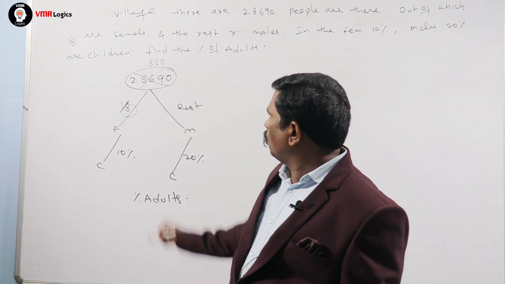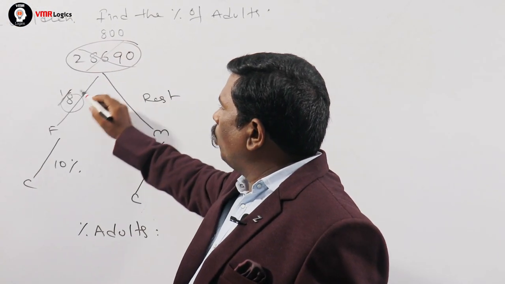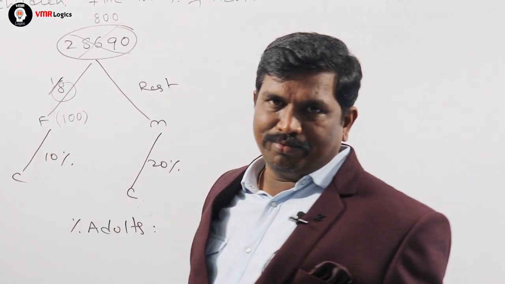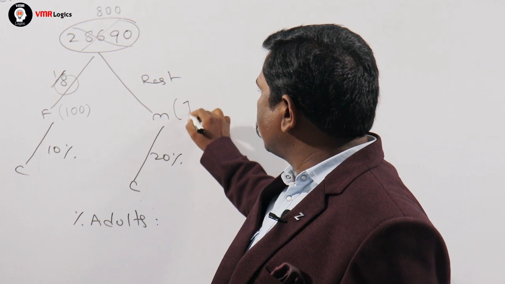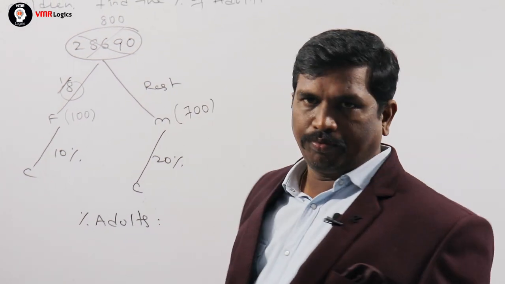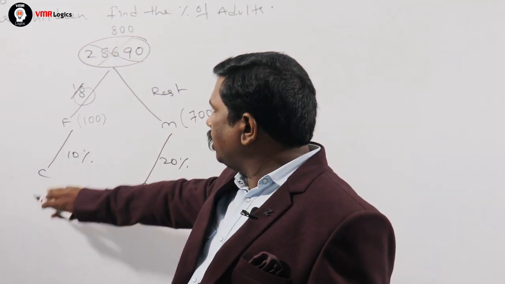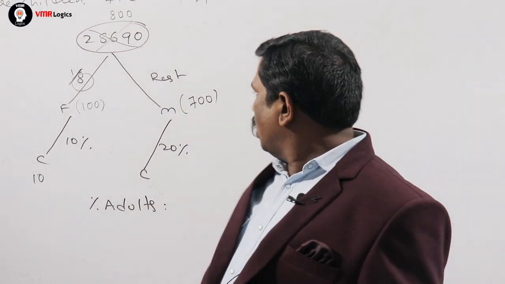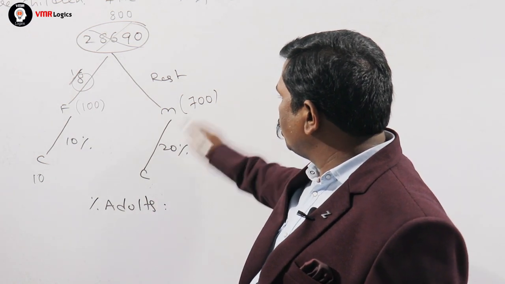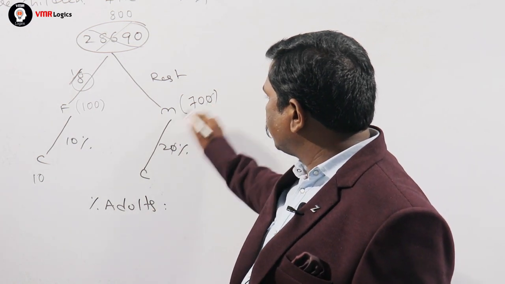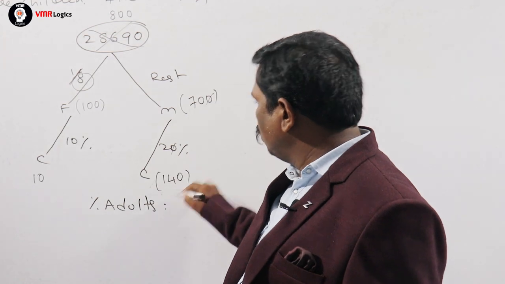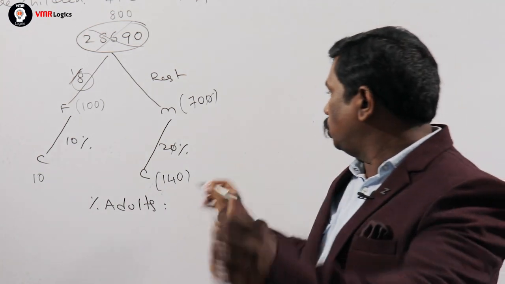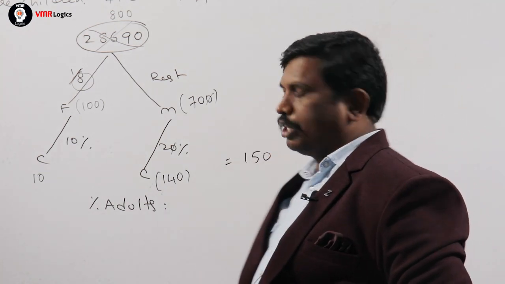Now look, the calculation becomes easy. Out of 800, what is 1/8 of the people? 1/8 is exactly 100 people. These 100 are females. And the rest is how much? The rest are 700. These are males. In the females, 10% are children. What is 10%? 10 are children. And in the males, 20% are children. What is 20% of 700? 140 are children. In the females, 10 are children. In the males, 140 are children. And the total children are 150.